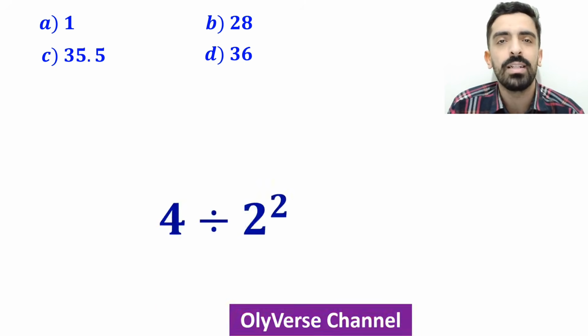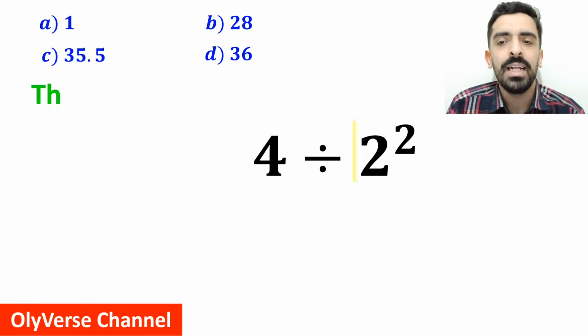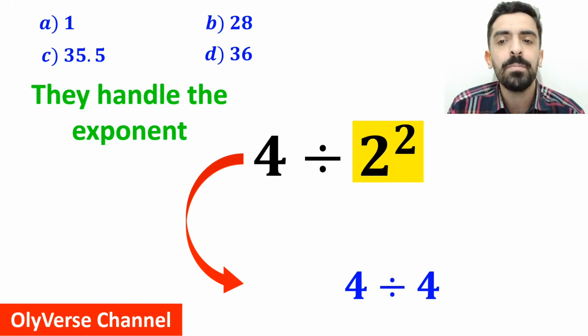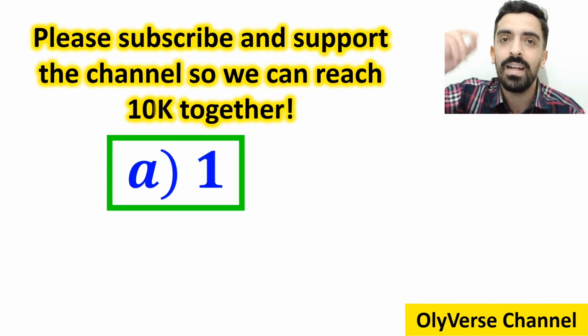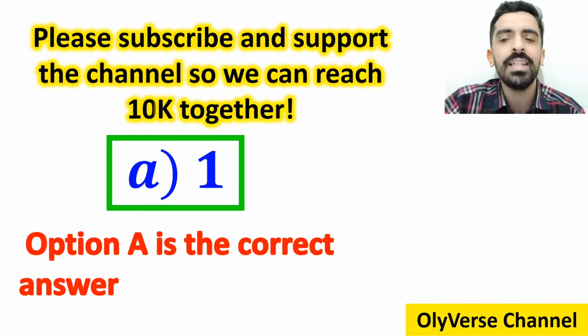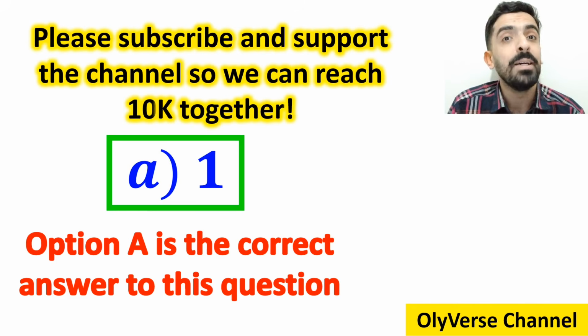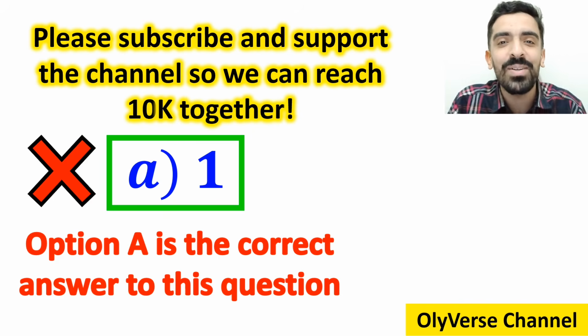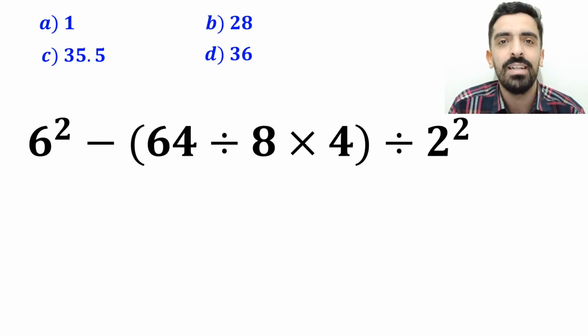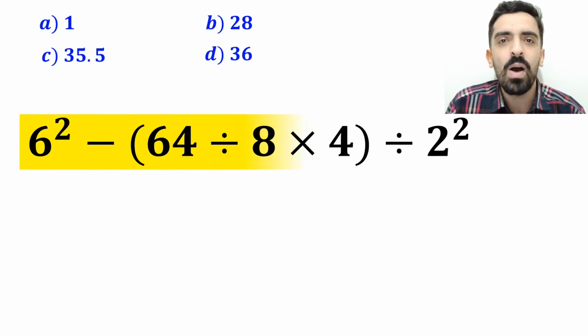Next, they perform the subtraction between 36 and 32 and simplify this expression to 4 divided by 2 squared. And the final step, they handle the exponent and write this expression as 4 divided by 4, which ultimately gives them the answer 1. And immediately, they conclude that option A is the correct answer to this question. But I have to say, we were tricked and it's not the correct answer to this question. Alright, now let me show you how to solve this expression properly.